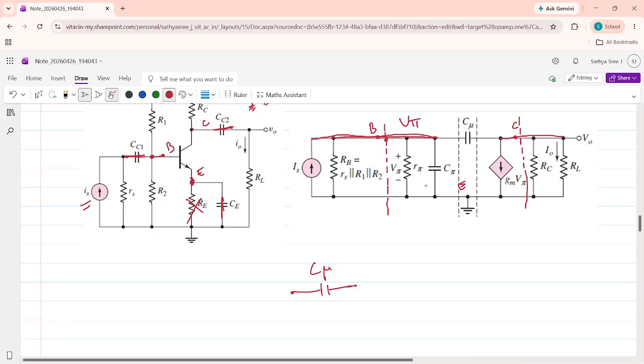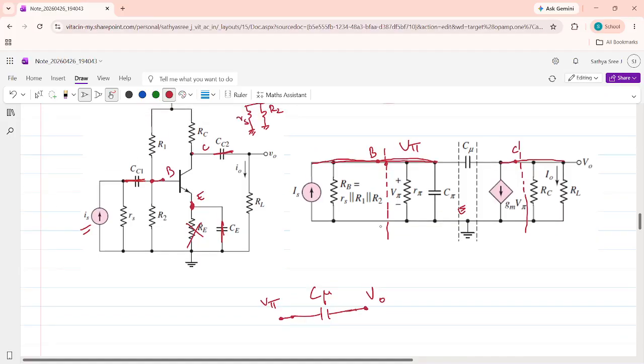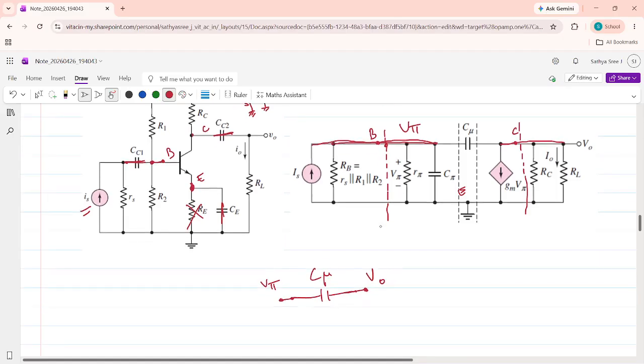I'm taking only the capacitance C mu, just the dotted lines. The voltage at this node is V pi. What is the voltage at this node? The voltage at this node is V naught because here also all the components are in parallel. So the voltage at the output node is V naught. I have taken only the capacitance C mu, which is connecting the input node and the output node. The input node potential is V pi, the output node potential is V naught. Now I am going to replace the capacitance C mu.